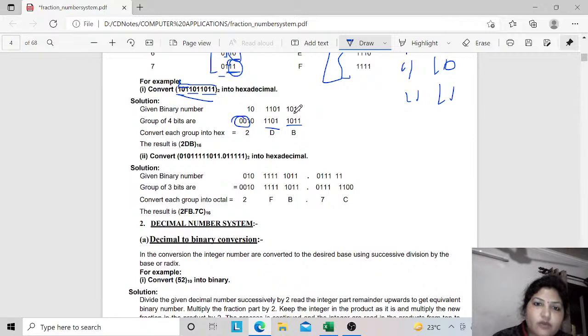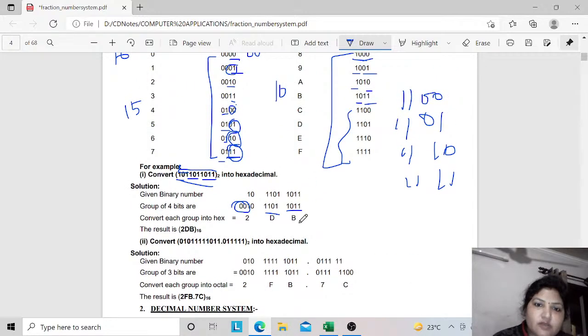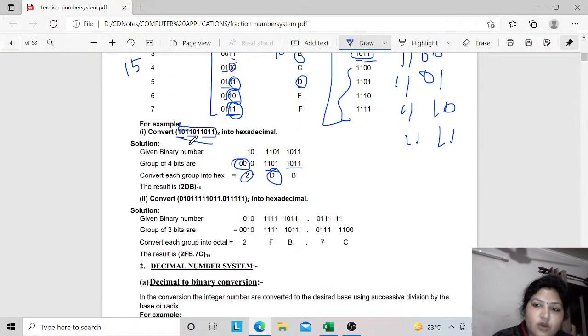So here what we do is, now we can see what the representation of 1011 is. It would be my B. 1101 is my D, so over here I will put D. Then we have 0010, that is my 2. So this is how a binary number is converted into a hexadecimal number.